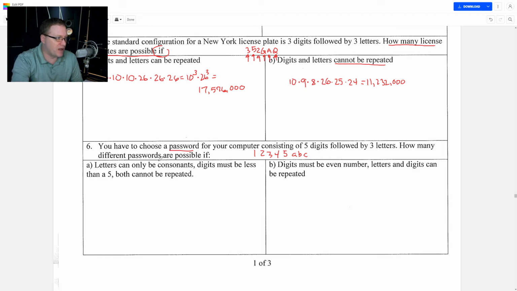So how many different passwords can we make if letters can only be consonants and digits must be less than 5? And both cannot be repeated, all right? So first of all, we want to know how many consonants are there. Well, consonants are just letters that are not vowels, right? And vowels are A, E, I, O, U. There are 5 vowels. There are 26 letters, 5 vowels. So how many consonants are there? 21. All right, so there are 21 consonants. I'll write that down here. 21 consonants.